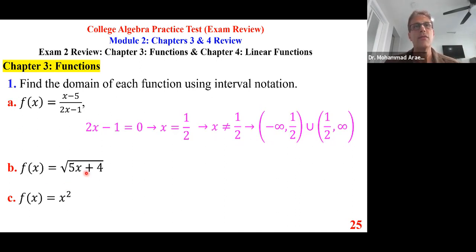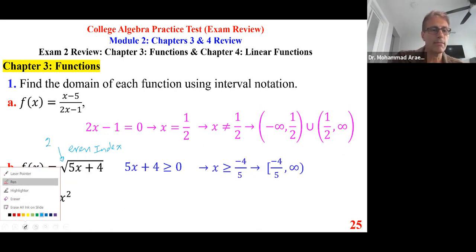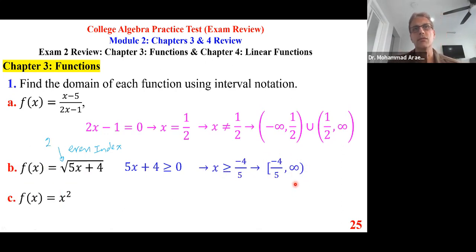F of x is square root of 5x plus 4. Anytime the index is even, and I hope you realize, since we don't write this, the index is 2. There is a limitation, and the limitation is 5x plus 4. What's underneath must be greater than or equal to 0. And that means x is larger than or equal to negative 4/5. And this is the inequality format, and this is the interval format.